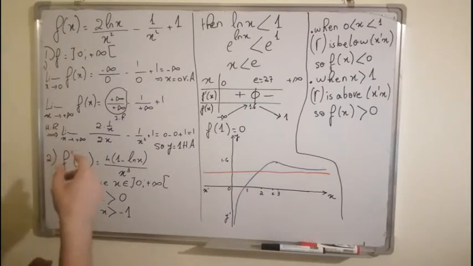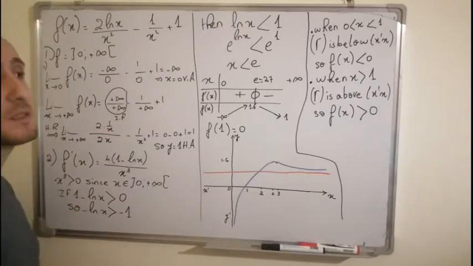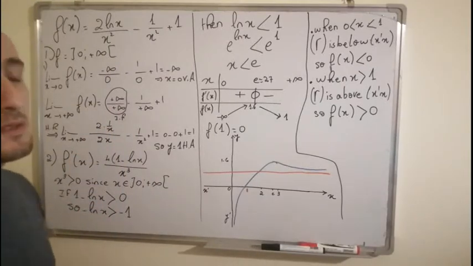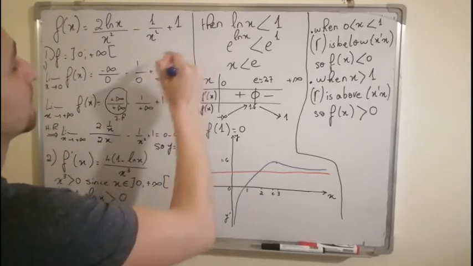By simply replacing, ln of 0, we know that it's equal to minus infinity. Minus infinity divided by 0 equals minus infinity. Minus 1 over 0 equals also minus infinity, plus 1. So it's minus infinity plus 1. It's minus infinity. Okay?